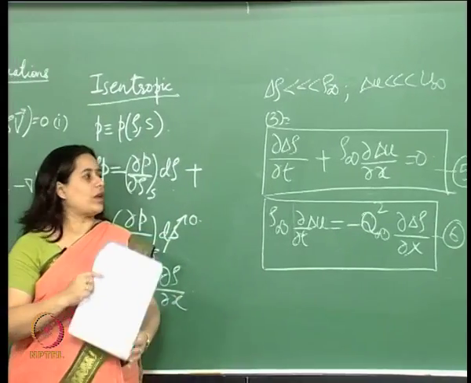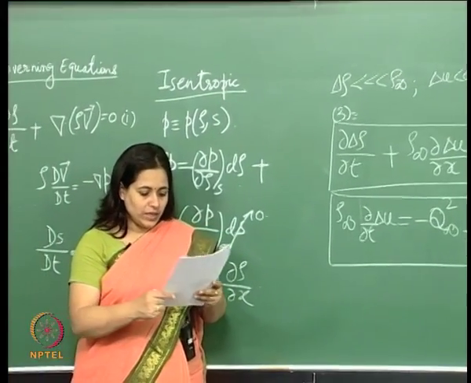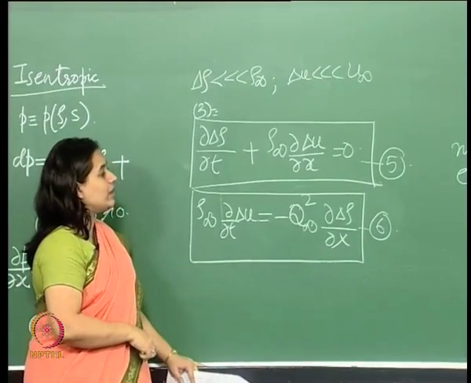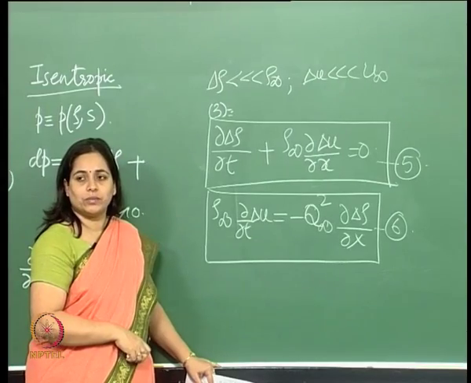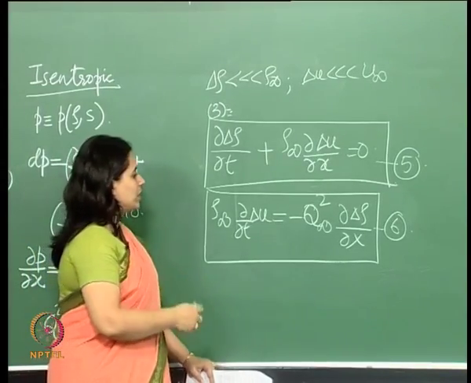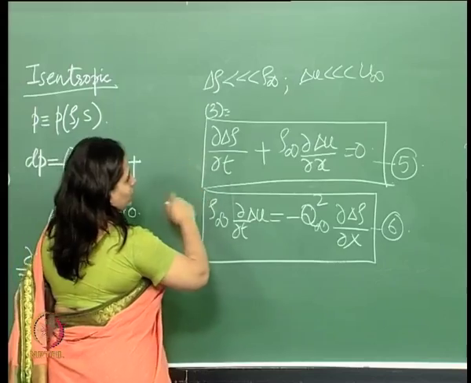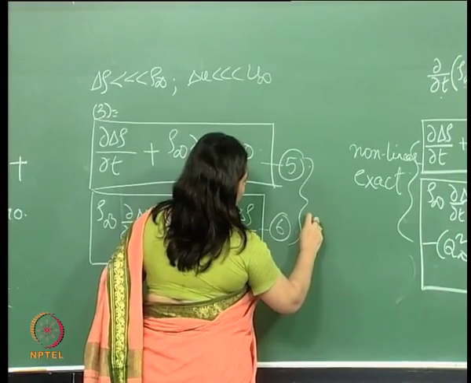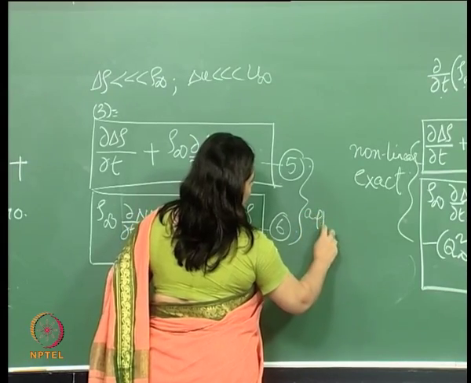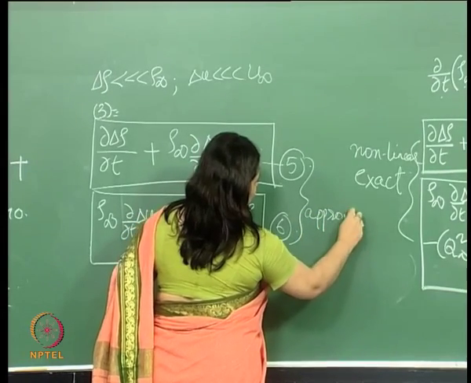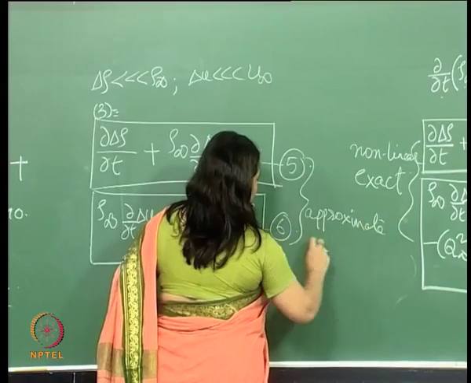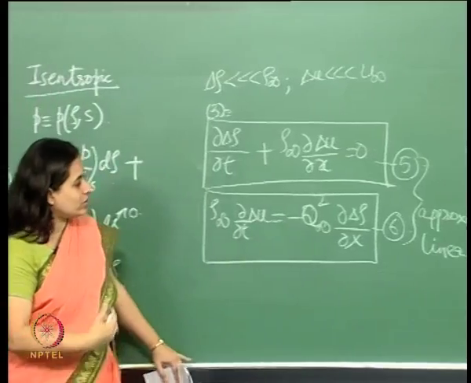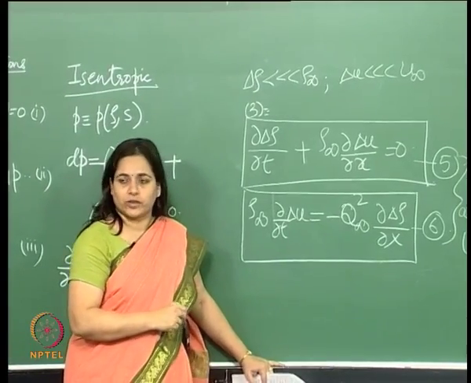And you can see the mathematical property here that these are linear, right. So, these are linear, but also approximate. Okay. So, now these two equations, 5 and 6, on the other hand are approximate. They are also called acoustic waves, right.